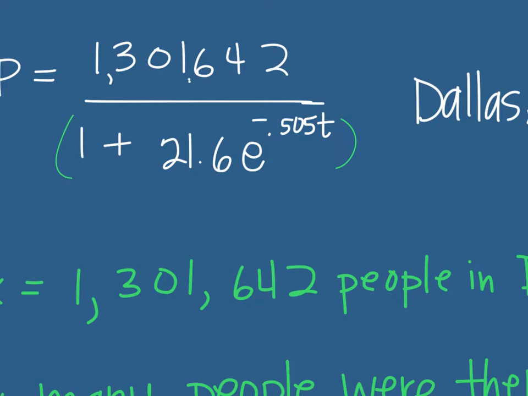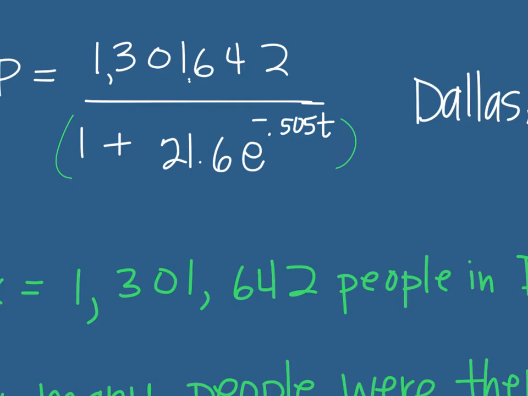All right, you're going to put in 1,301,642 divided by parentheses. That parentheses is key. 1 plus 21.6 e to the negative 0.505 t, we'll use x, and then close your parentheses. Okay, our calculator will now figure this out for us. Trust me, you don't want to plug 1970 into this by hand. Like, you don't want to type all of that in. Let your calculator with the vars do the work.